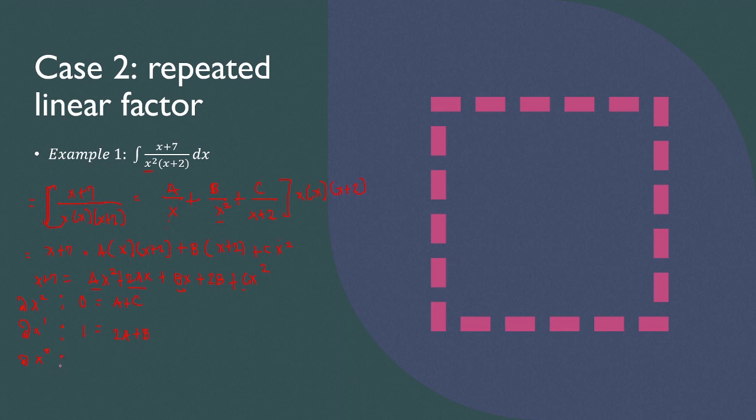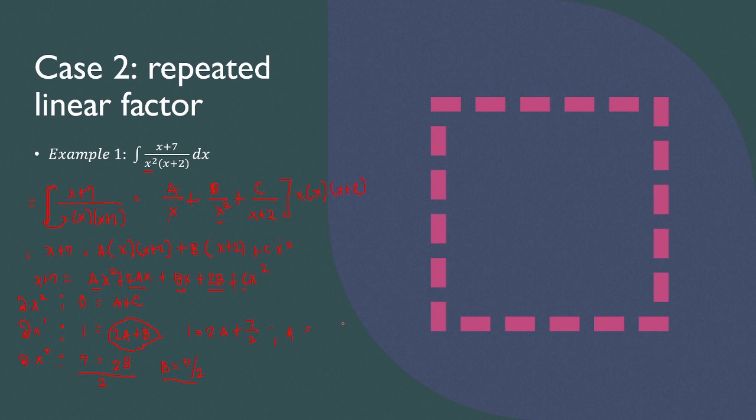At constant, on the left side we have 7. On the right side, we have constant as what? 2 only. So 2b. Therefore, we can get b is equal to 7 over 2. If we have b as 7 over 2, we can get a using this equation. So 1 is equal to 2a plus 7 over 2. Therefore, our a is equivalent to 1 minus 7 over 2, divided by 2.